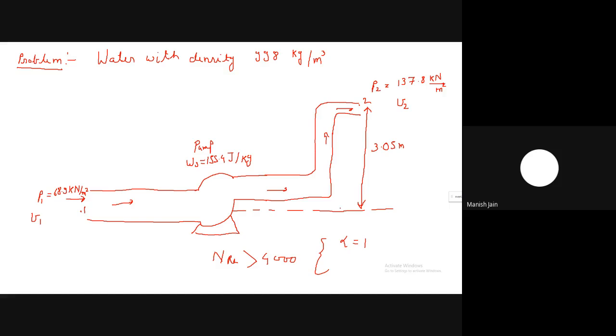The height is given, Z1 minus Z2 equal to 3.05 meter. Suppose this is your baseline, so you can assume Z1 equal to 0. So Z2 equal to 3.05 meter.